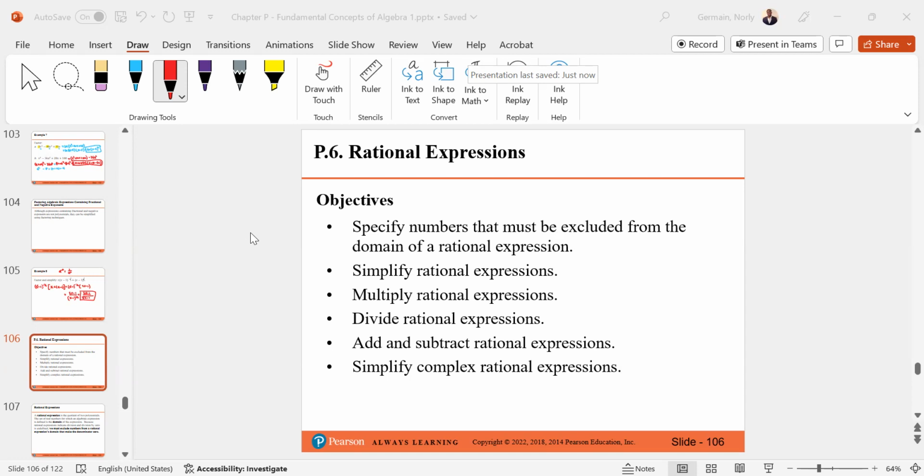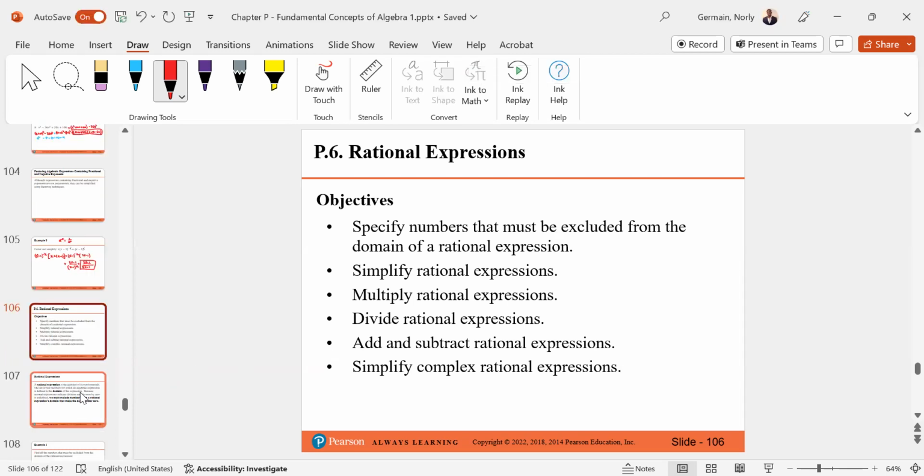But let's see the objectives for this section. We're going to specify numbers that must be excluded from the domain of a rational expression. Simplifying rational expressions is one of the things we do. We're going to multiply them, divide, add, and subtract, and also see some complex rational expressions. It's not complex numbers, but complex rational expressions.